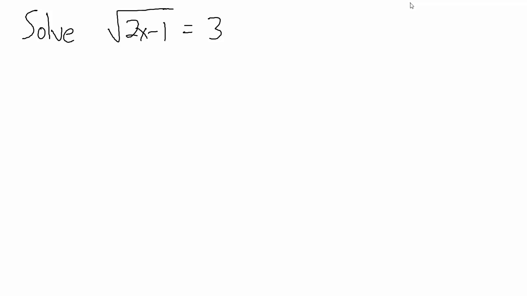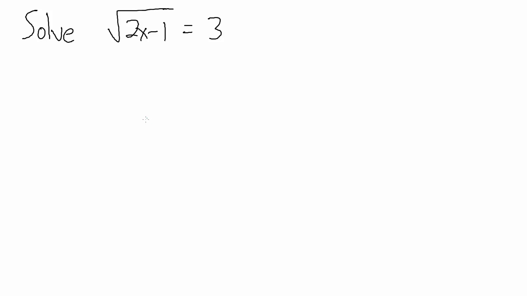All right, let's go ahead and do a relatively simple example of solving a radical equation. Here we want to solve the equation, the square root of the quantity 2x minus 1 equals 3. In general, when we solve radical equations, the very first step that we always want to do is isolate the radical. In other words, take the piece that has the radical and get it by itself on one side, put everything else on the other side.